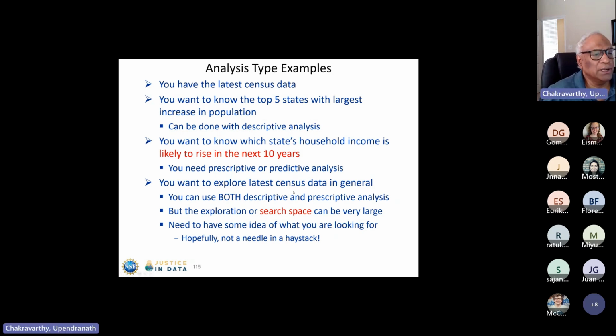You want to explore the rate of something. In general, you can use both of these. Both exploration or search space can be large. So you need to have some idea of what you're looking for and then do that. So I hope I'm able to convey the difference between these two types of analysis.